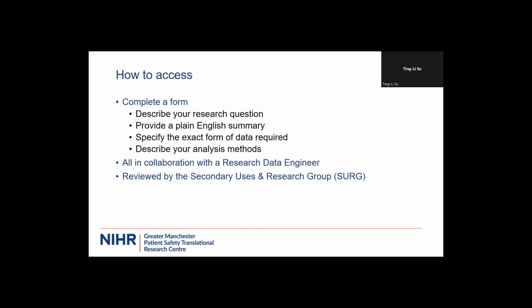But once that's done, it then gets submitted, and there's a secondary users and research group, which is formed of various stakeholders throughout Greater Manchester. So you've got representatives from primary care, secondary care, people from the Health and Social Care Partnership. And they sit once a month and they review these requests and decide whether or not the request is suitable and whether or not to approve it.